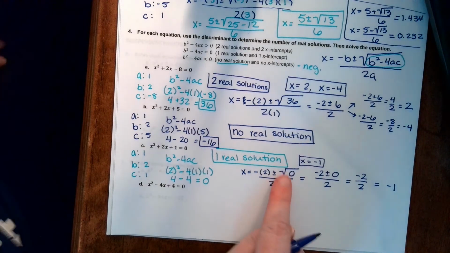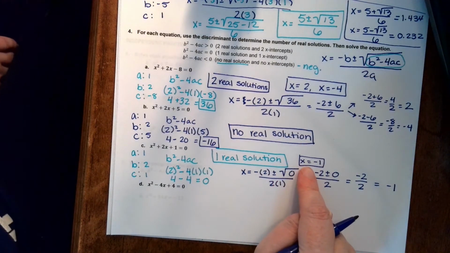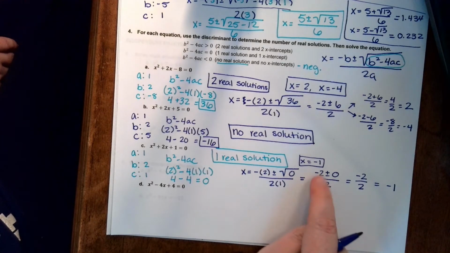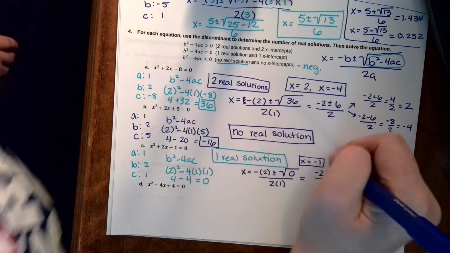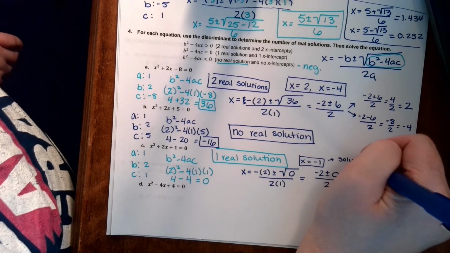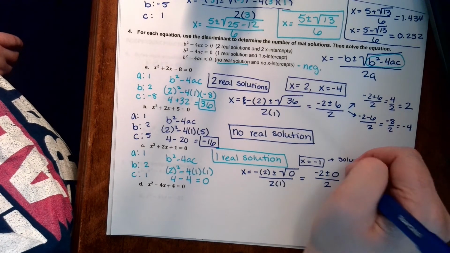So what this means is that x equals negative 1, that's not only my x-intercept, that's also my vertex. If you only have one solution, that solution is your vertex.